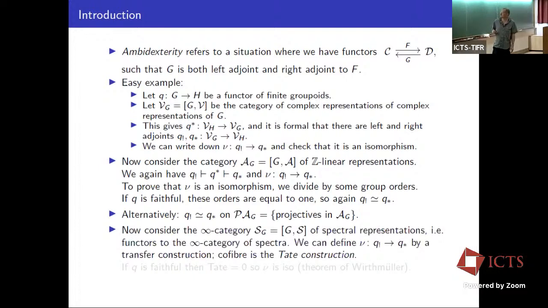Let's do something just a bit more complicated. We're going to do spectral representations, in other words, functors from your category G to the category curly S of spectra. We've reviewed a few things about this already. Priyanka told us some stuff about S, and Constanza has told us lots of stuff about S as well. Here we're going to look at this as an infinity category.